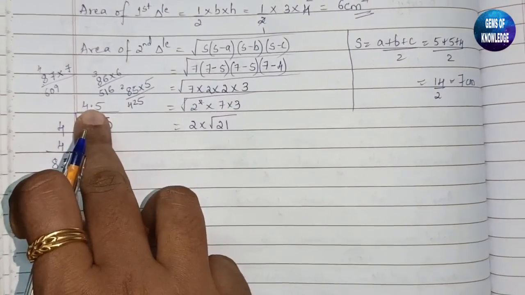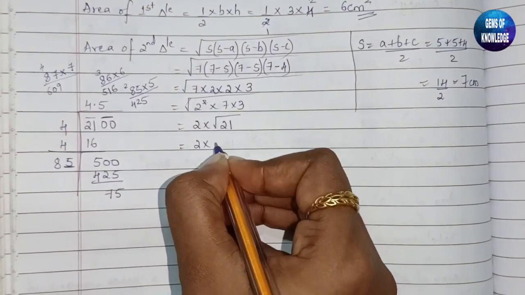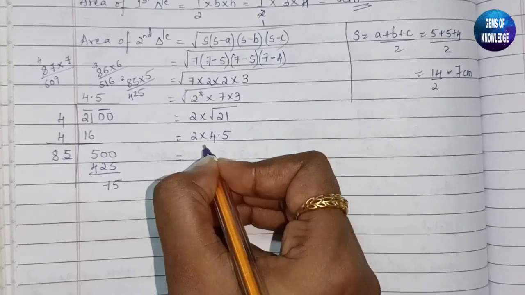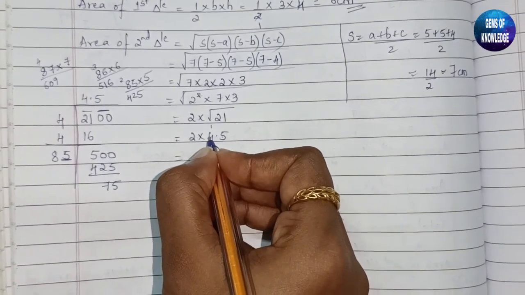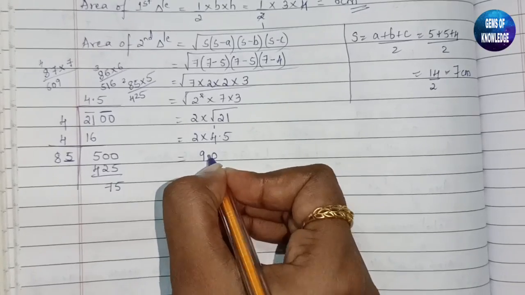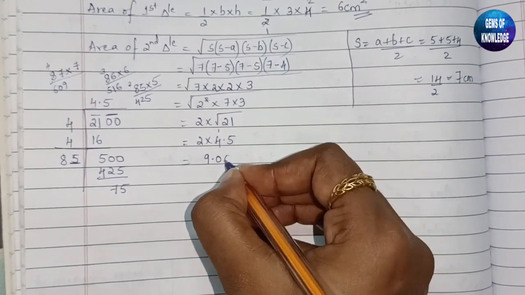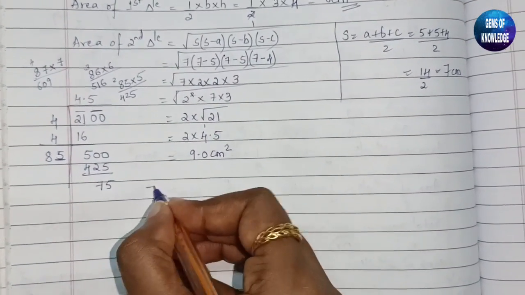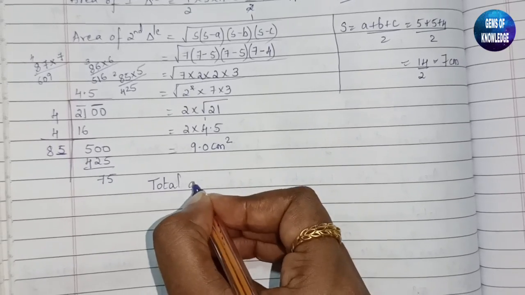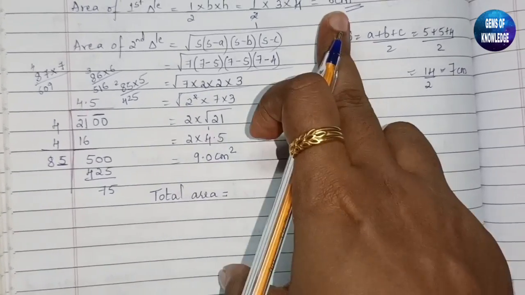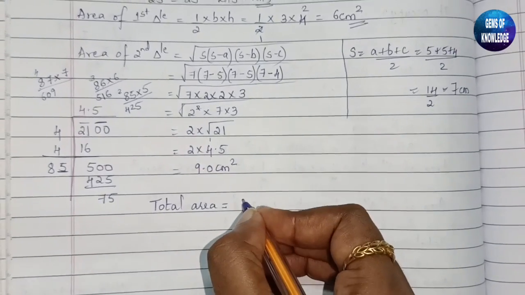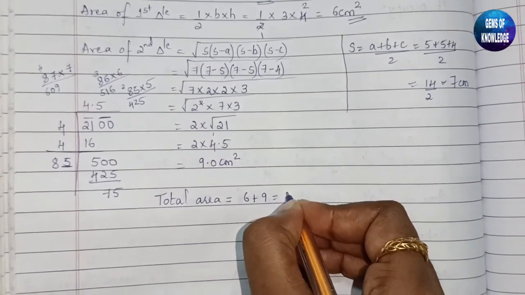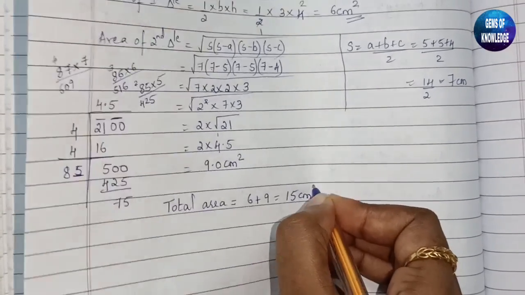So we'll take only this number, that is 2 into 4.5. If you multiply this, 2 5s are 10, 0 and 1 will be carried, 2 4s are 8 plus 1 is 9, and point. So you got 9 centimeter square. Now for the total area you need to add both, this 6 centimeter square and this 9 centimeter square. So 6 plus 9 is nothing but 15 centimeter square.